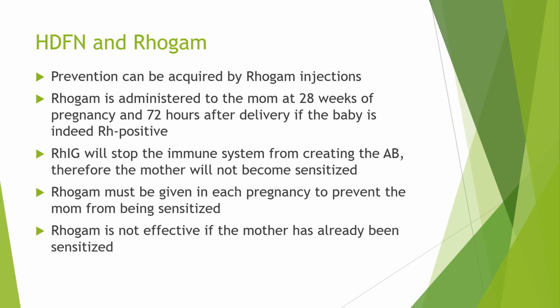So the Rhogam will stop the immune system of the mom from creating antibodies against the Rh positive cells from the baby. So the mom will not become sensitized to these cells. However, Rhogam must be given in each pregnancy before the mom becomes sensitized, otherwise Rhogam will not be effective.